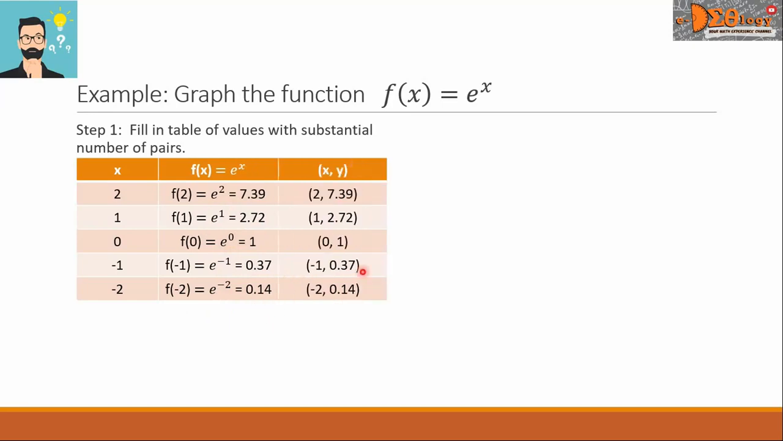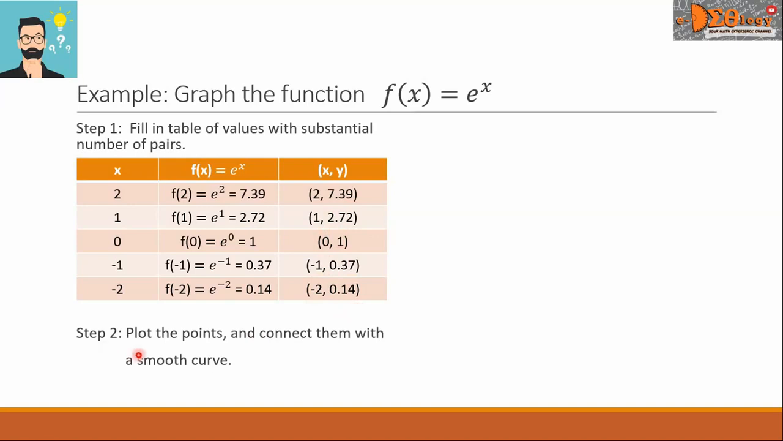Let us write another column and put the ordered pairs (x, y). So we have (2, 7.39). Second point is (1, 2.72). Third point, (0, 1). Fourth is (-1, 0.37). Last point is (-2, 0.14).